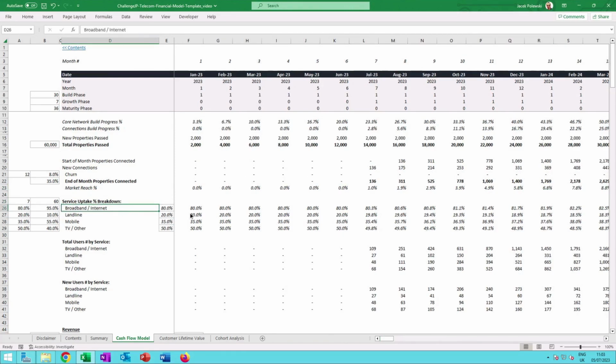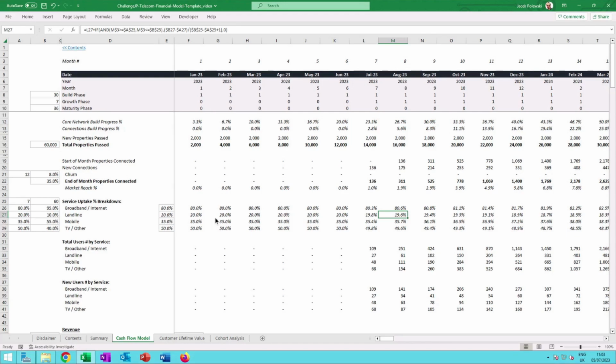Then we also have some calculations here for the service uptake percentage breakdown. That basically assumes that, okay, of all the customers that you have, so for example, of all those properties that you've connected, what's the uptake for the different kinds of services that you offer? So for example, you can assume that for my broadband and internet, 80% of my customers will take this service. Let's say a percentage of people will take the landline.